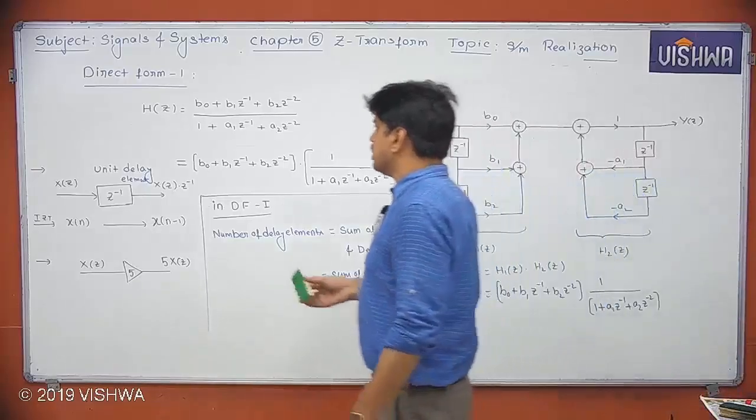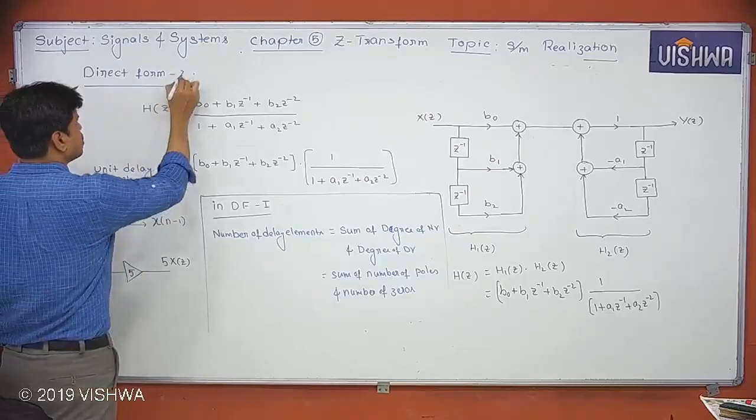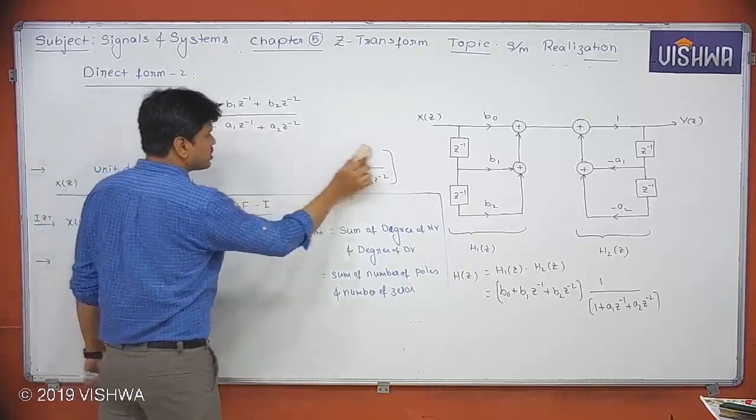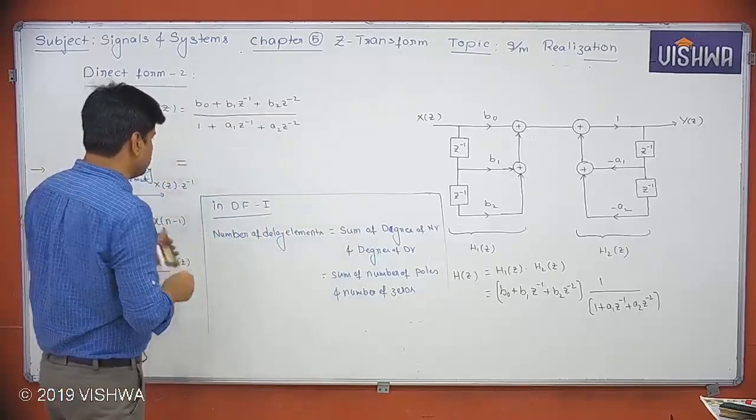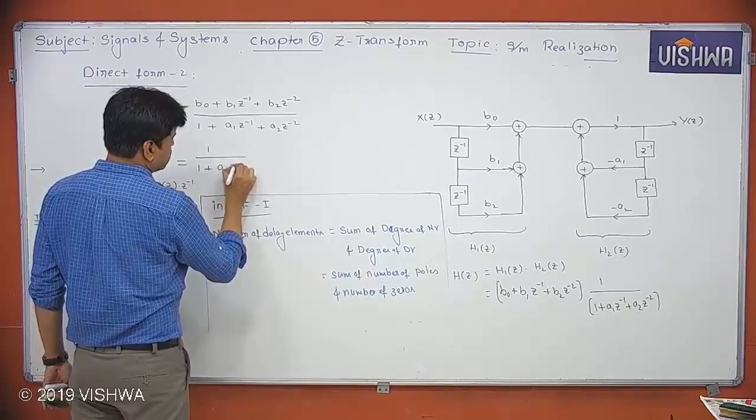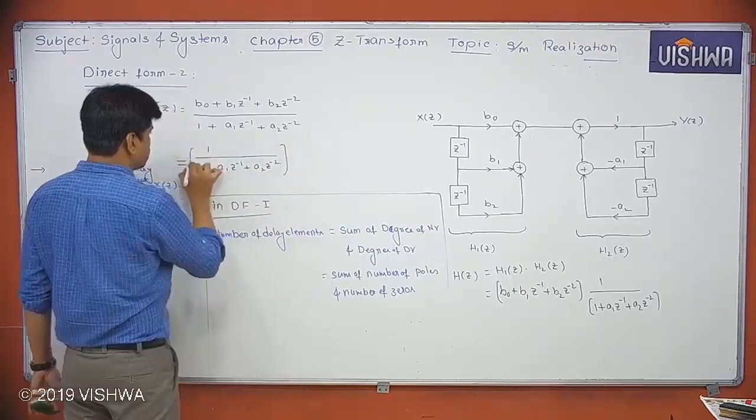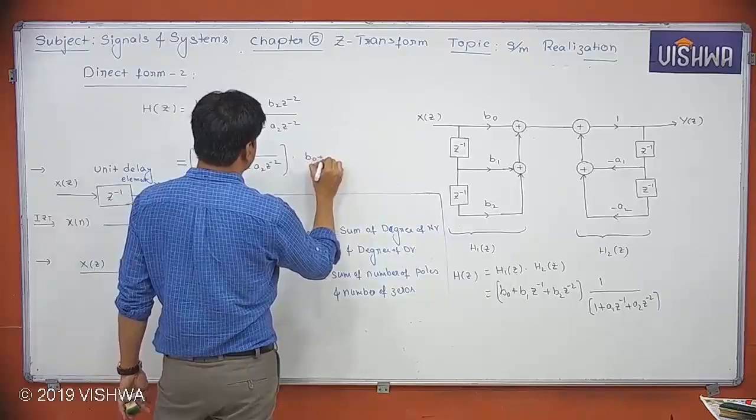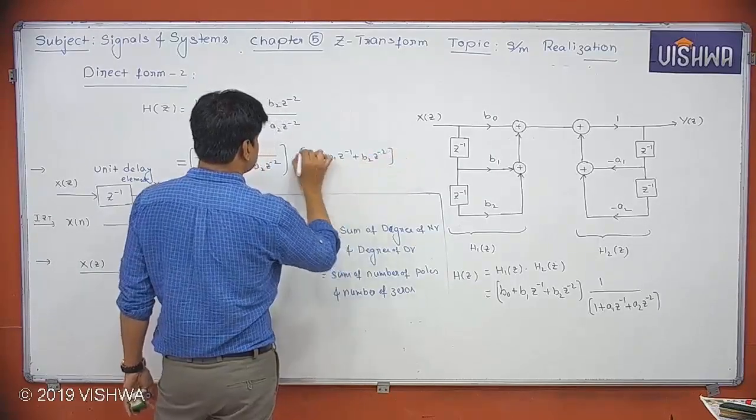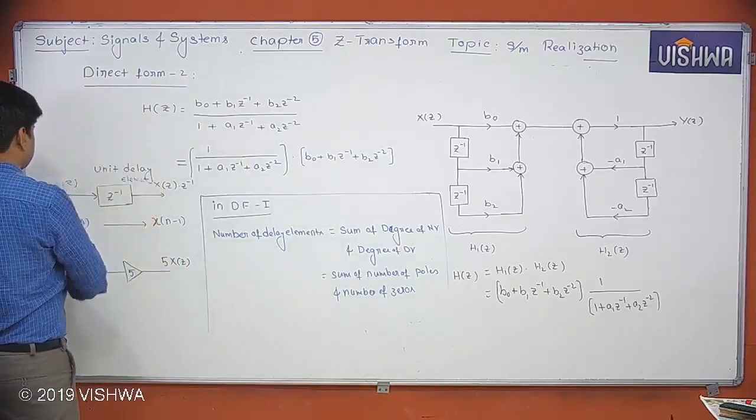Next, direct form 2. In the direct form 2, what we will do is take the first block as the denominator, that means 1 by 1 plus a1 z inverse plus a2 z power minus 2, and then b0 plus b1 z inverse plus b2 z power minus 2. This is what we are going to do. Let's see what is the advantage of direct form 2.